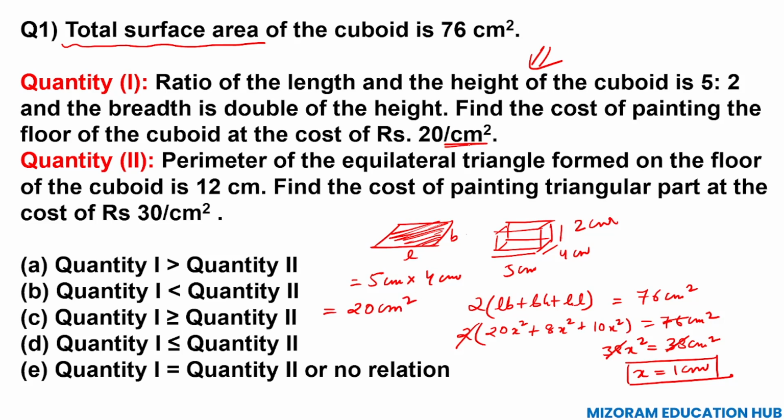Now the cost per centimeter square is 20 rupees. So for 20 centimeter square, the cost is 20 into 20 rupees, that is 400 rupees. Second part we will solve, then compare quantity 1 and quantity 2. If quantity 1 is greater than quantity 2, we say so. If quantity 2 is greater than quantity 1, we say so. Otherwise, in this case, option E can be the answer.